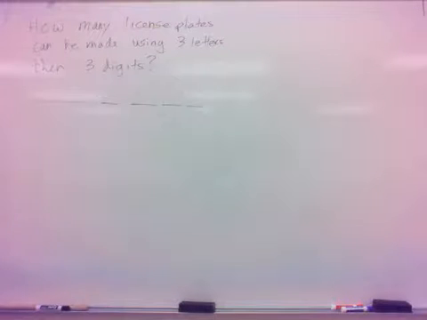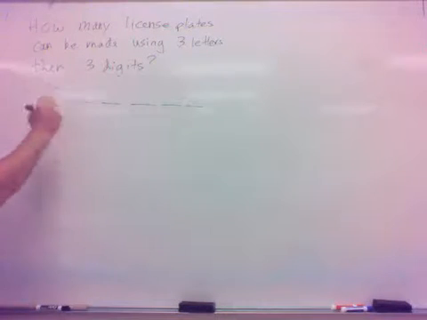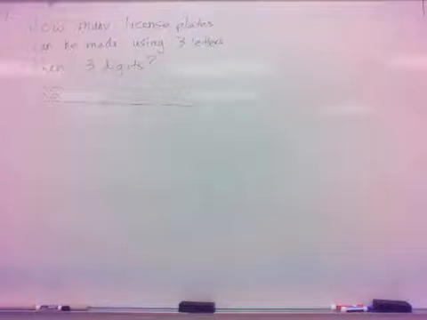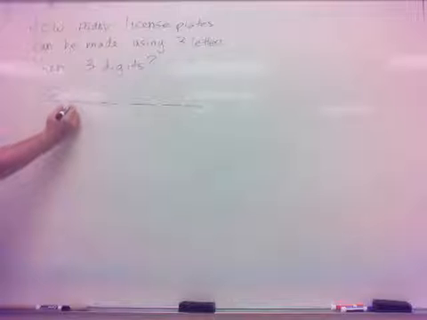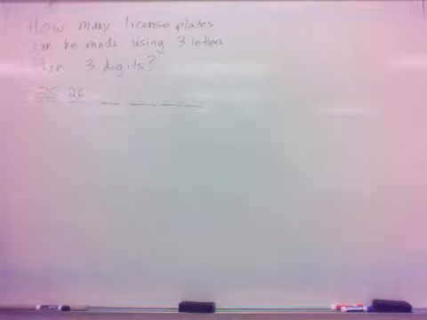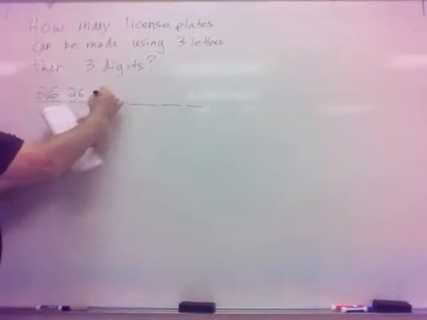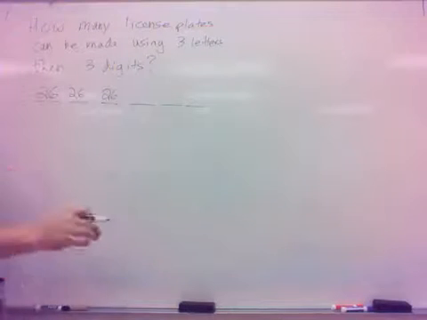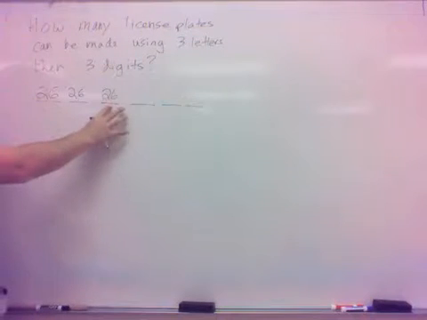First letter, how many possible? A through Z, A, B, C. How many is that? 26 letters in the alphabet. How many for the second letter? Can we use repetition? It doesn't say we can't, so we can. Whatever one is used here can be used again here. So how many letters? Still 26. And 26 for the third letter. You can repeat, so you have all 26 letters in each case.